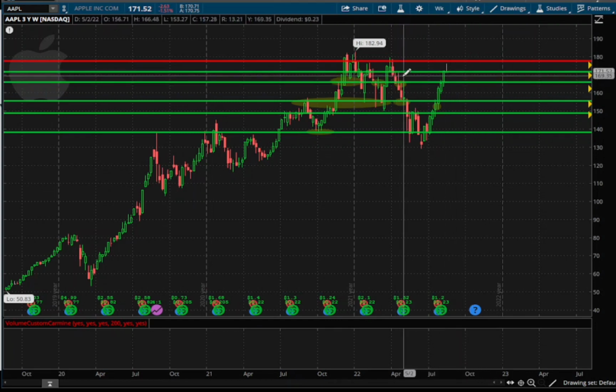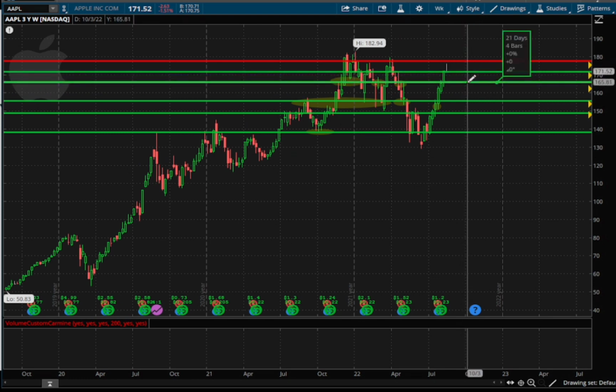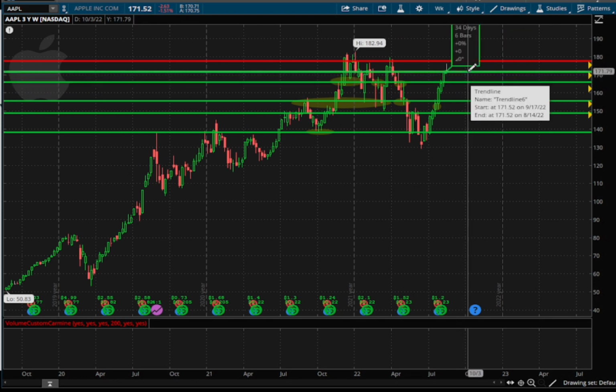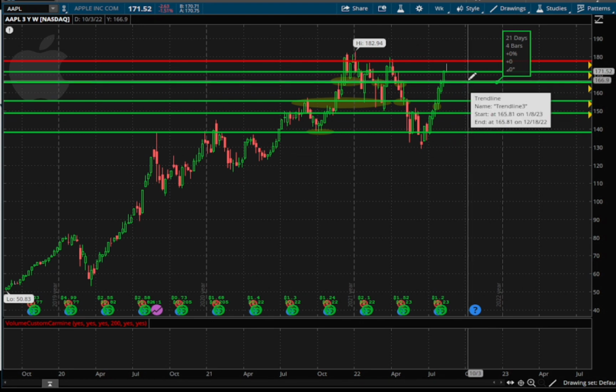It held up, but if it starts to break through this support, we're looking at Apple coming down to this support. So if you bought in around this area at 171.50 and held it till it got down here to 166, you just made you some hundreds if you got one contract.